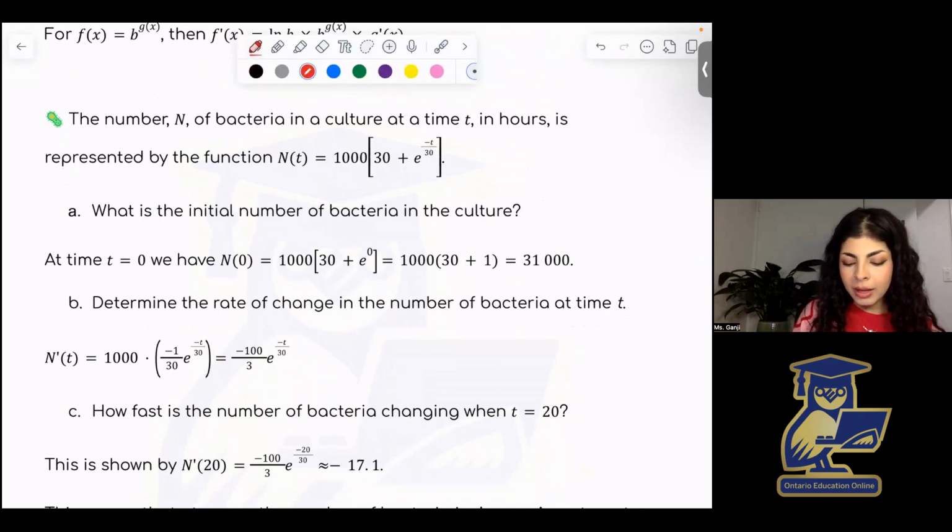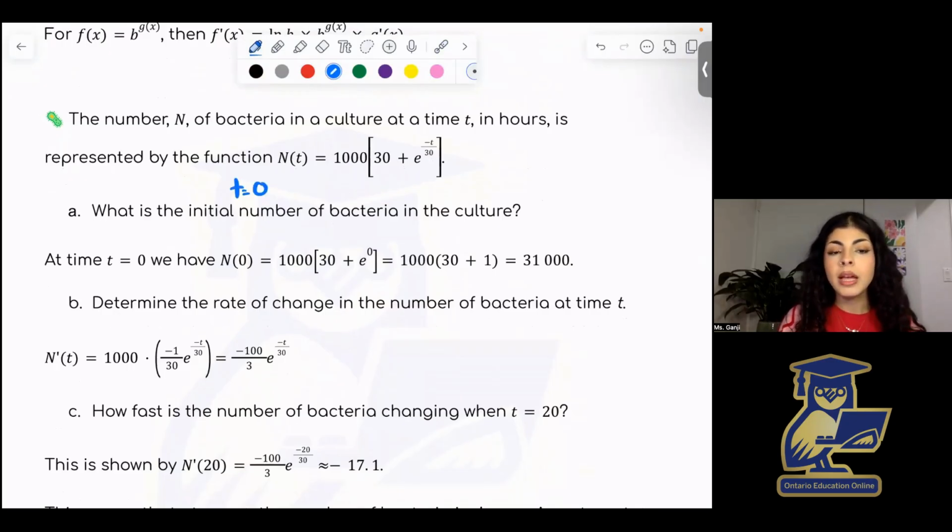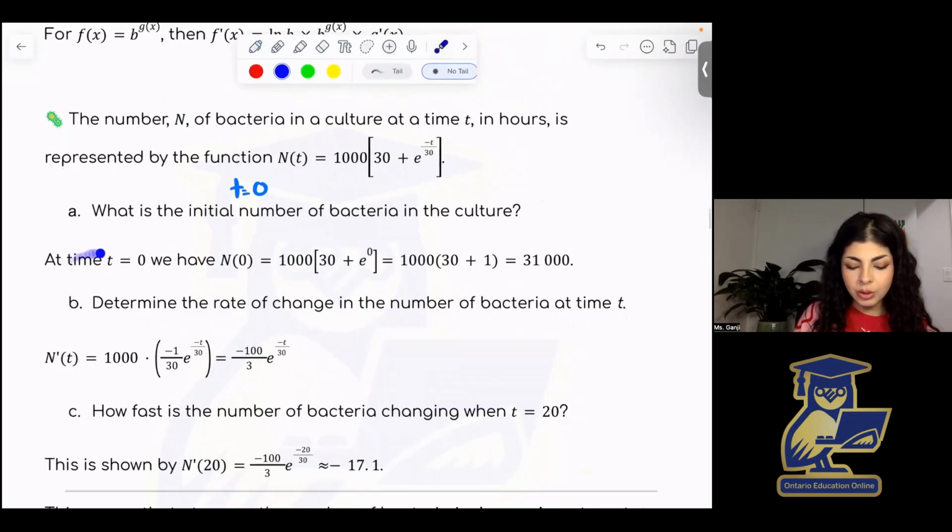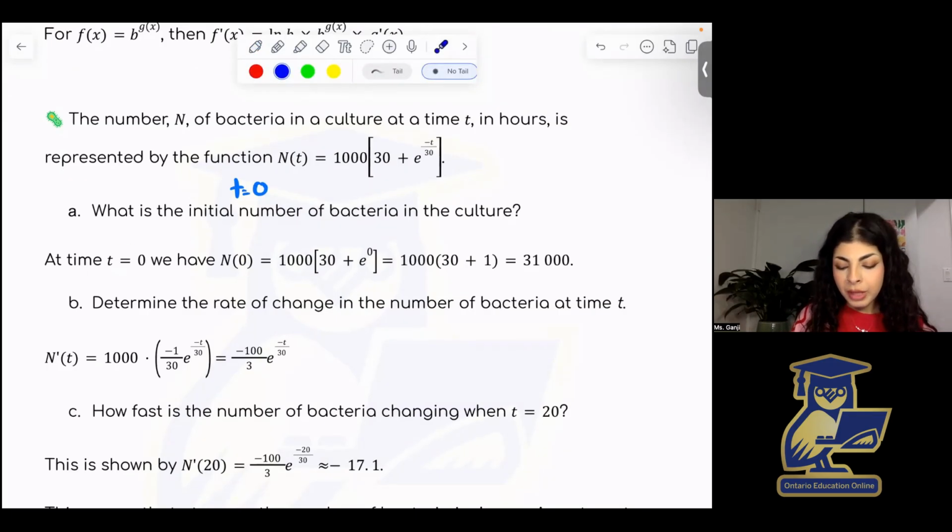And the initial number occurs at t equal to 0, which is our initial time. So all we're doing here is just substituting t equal to 0 and finding n of 0. So if t is 0, then that whole exponent there is just 0. And so this part is just 1, e to the power of 0 is 1. And then I'm left with 1,000 times 30 plus 1, which is 31,000.